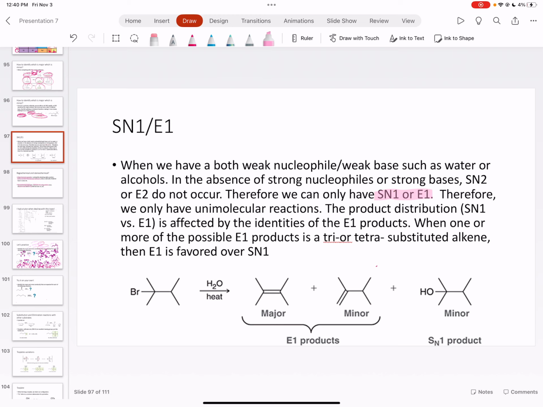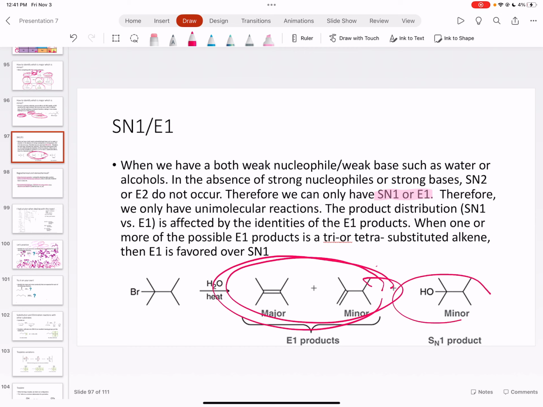The product distribution, SN1 versus E1, is affected by the stability of the E1 products. When one or more of the possible E1 products is a tri or tetra substituted alkene, then E1 is favored over SN1. So it's mainly when substitution plays a role that these E1 products are going to be favored over SN1 products.